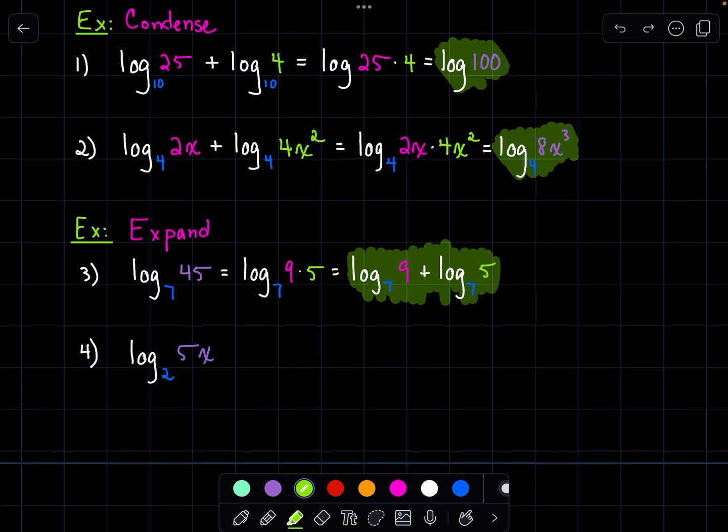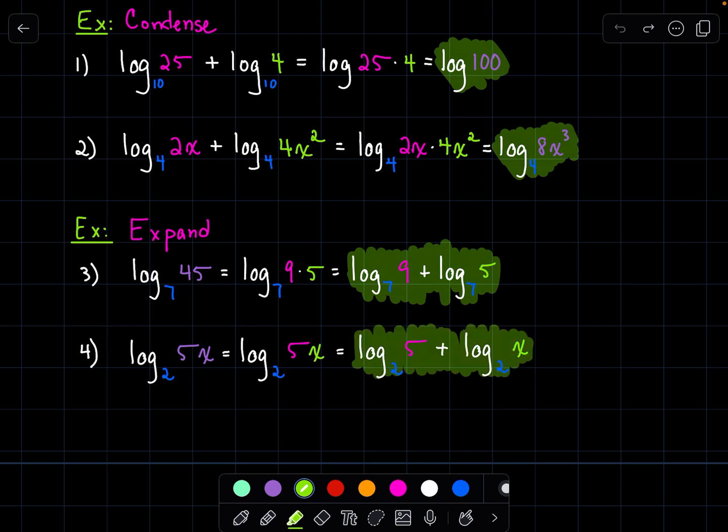For another example, what about algebra? When you look at log base 2 of 5x, you must remember that the 5 and the x is technically a product, where we can think of this as log base 2 of 5 times x, and then the 5 and the x can get their own logs based on the product property, which is equivalent to log base 2 of 5 plus log base 2 of x for our expanded answer.